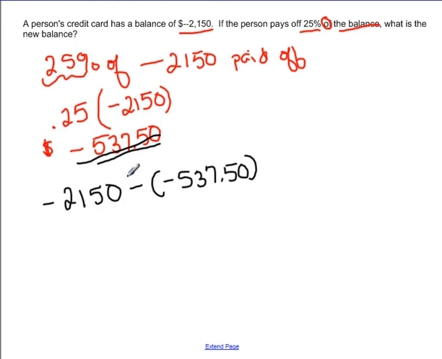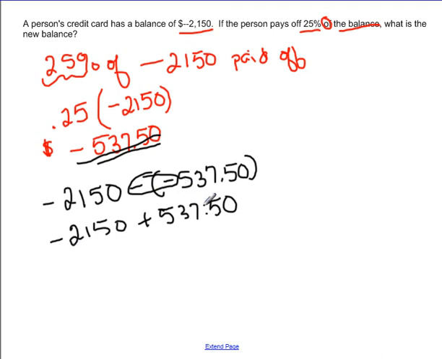So now that we're paying off, we're paying down our debt, so that means we're going to be subtracting this negative amount. Well, we know that when we subtract a negative, it's the same thing as adding $537.50. Adding the opposite of that negative is the same as adding the positive. So negative 2,150, we're going to add the $537.50 to that. And again, we can do it by hand or we can do it by our calculator, whichever our instructor directs us to do, or whichever is our preference.